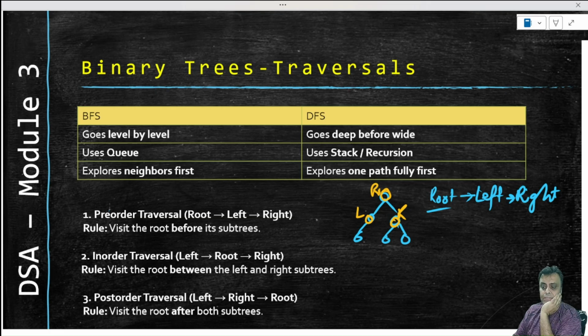Because of the natural sequence of left and right. So that's your pre-order traversal. In order to do an in-order traversal, in-order means is it in the right place? Is the root in the right place? Where do you think root needs to be? It needs to be in the middle, right?